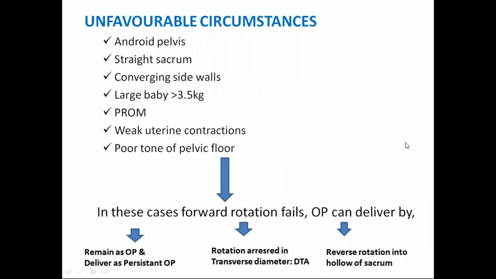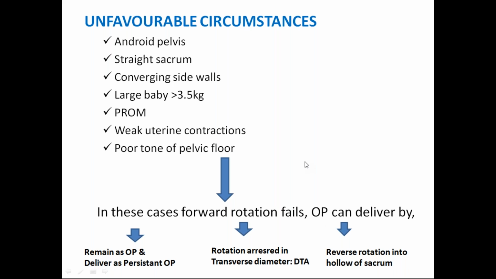Okay. In unfavorable circumstances like an android pelvis, anthropoid pelvis, converging side walls. These are all the characteristic features of an android pelvis: straight sacrum, converging side walls, or an anthropoid pelvis with a large AP diameter. In such cases, forward internal rotation will not occur. Also with large babies, premature rupture, weak uterine contractions, or a very poor pelvic floor because of previous injuries or grand multiparity, forward rotation fails to occur.